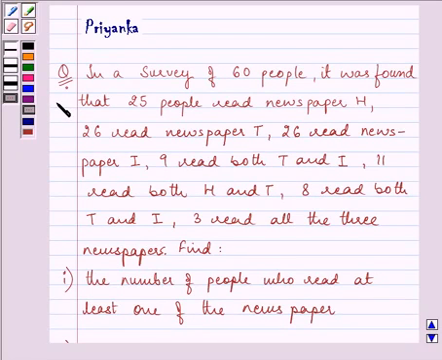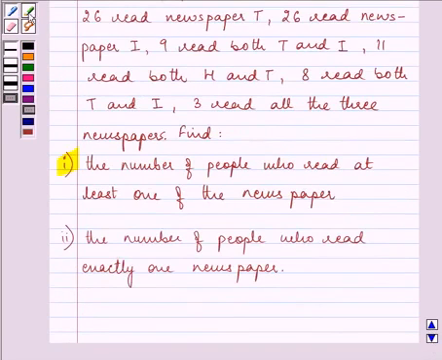Let us proceed with the question which is given to us. It says, in a survey of 60 people, it was found that 25 people read newspaper H, 26 read newspaper T, 26 read newspaper I, 9 read both T and I, 11 read both H and T, 8 read both T and I, 3 read all the 3 newspapers. Find, for the first part, the number of people who read at least one of the newspapers, and the second part says the number of people who read exactly one newspaper.